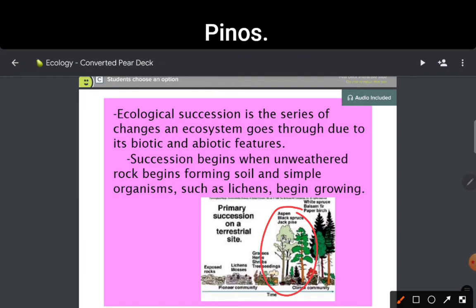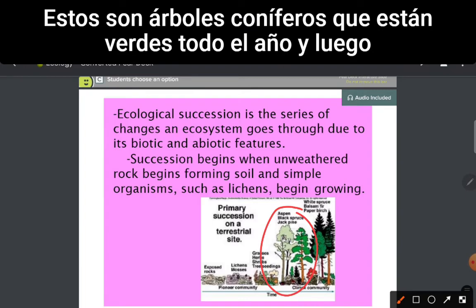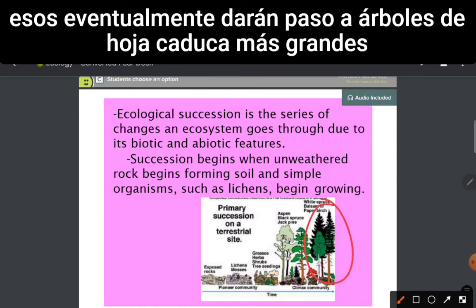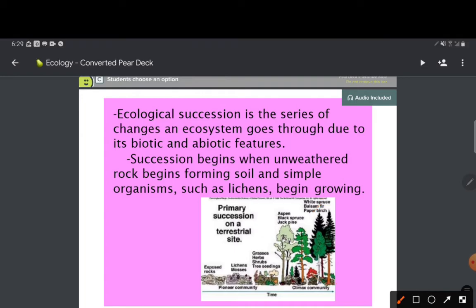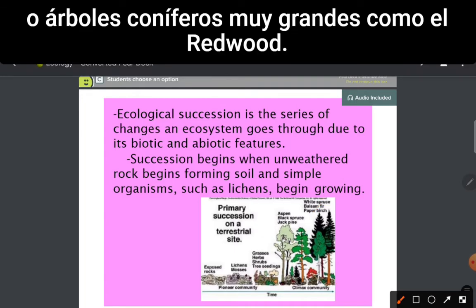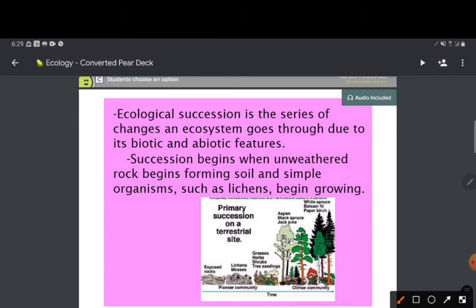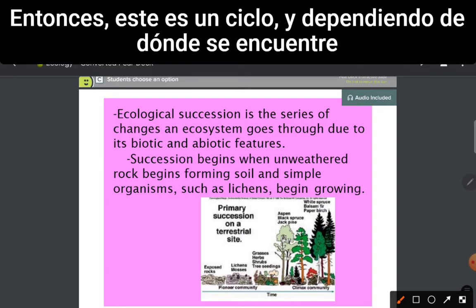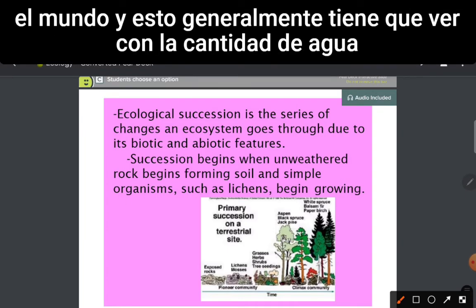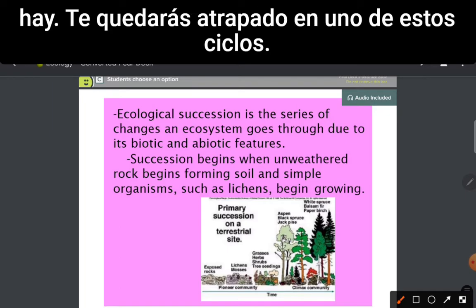things like pine trees. These are coniferous trees that are green all year. And then those will eventually give way to larger deciduous trees, or very large coniferous trees like the redwood. And so this is a cycle. And depending on where you are in the world, and this usually has to do with how much water there is, you will get stuck in one of these cycles.